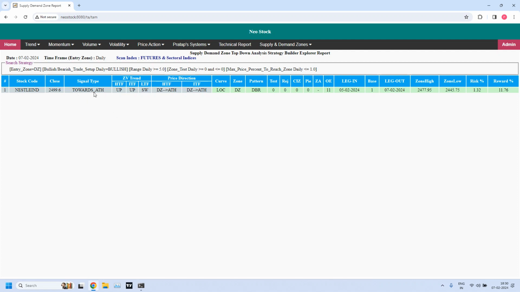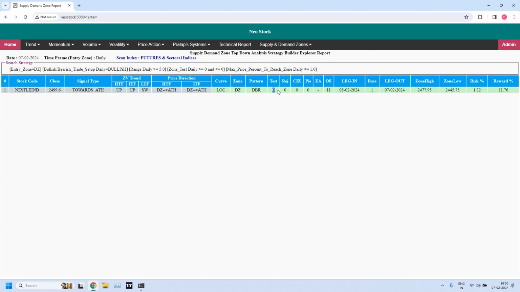But it is already moving towards all-time high. Sometimes what happens, even though the price direction is from demand zone to all-time high, all of a sudden, maybe due to market conditions on a particular day, the price comes to the demand zone. Instead of moving to the all-time high, it comes to the demand zone, and pending orders in the demand zone will push the price up again. At that time, we get an entry. And after that, price will be moving very fast towards the all-time high. So in such a situation, we should not miss those stocks.